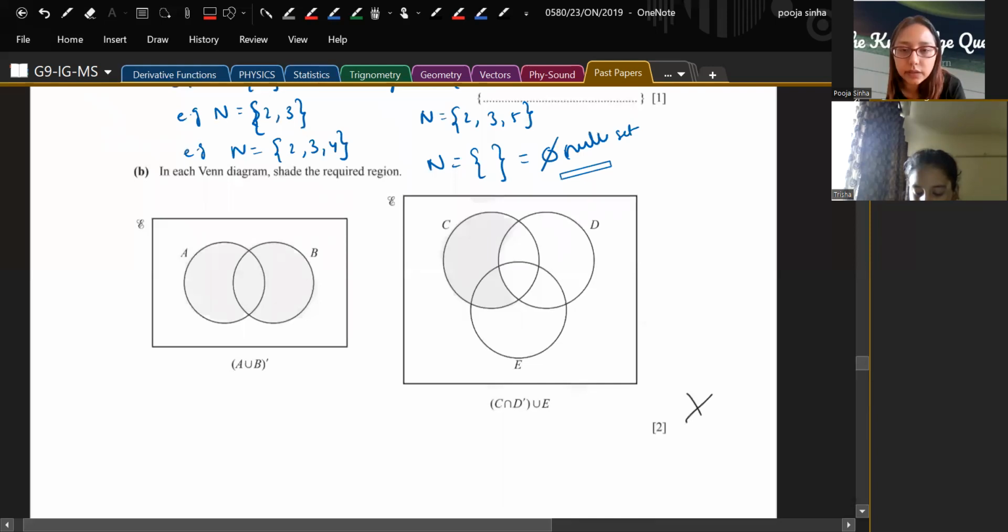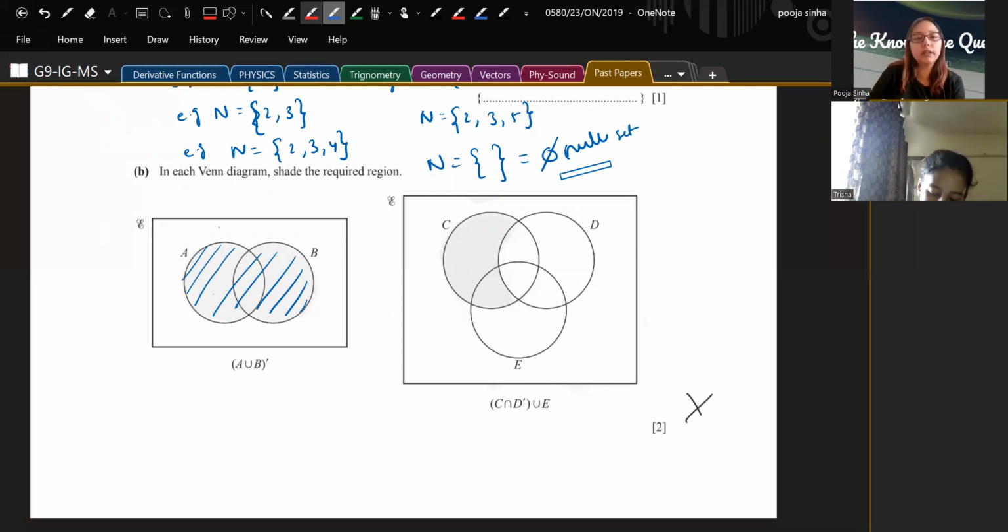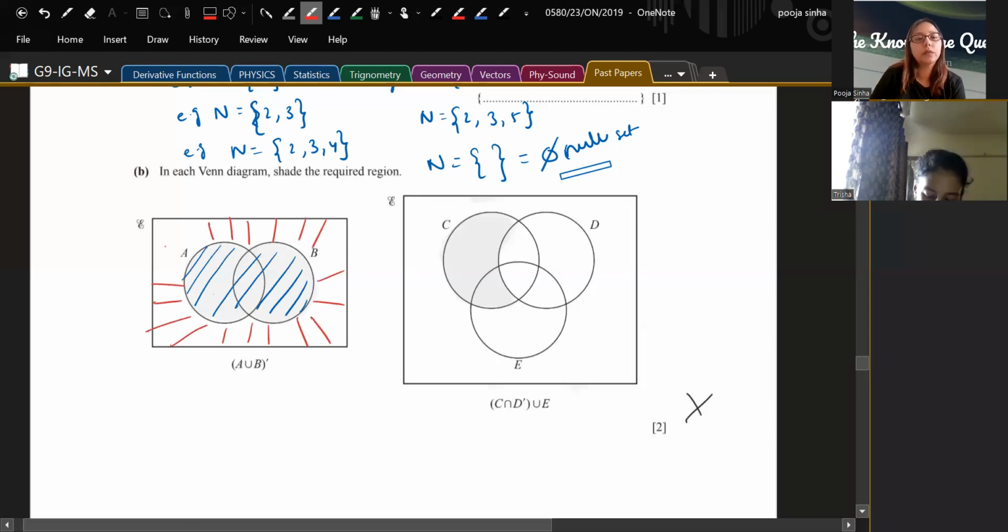Shade the required region. Which one you got wrong? Both of them are wrong. I think you shaded A and B, right? See, A union B is this. A union B is this entire thing. So it has to be the outside region. Yes, the complement. So complement is everything which is not this, which means you're supposed to shade the red region. This one. This is what needs to be shaded. Clear?